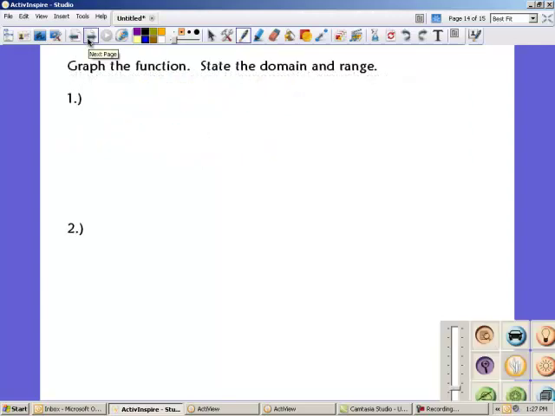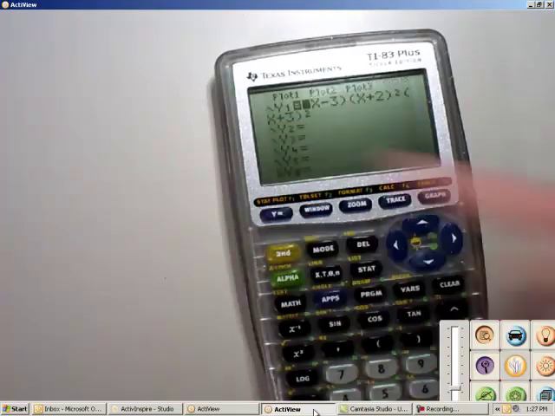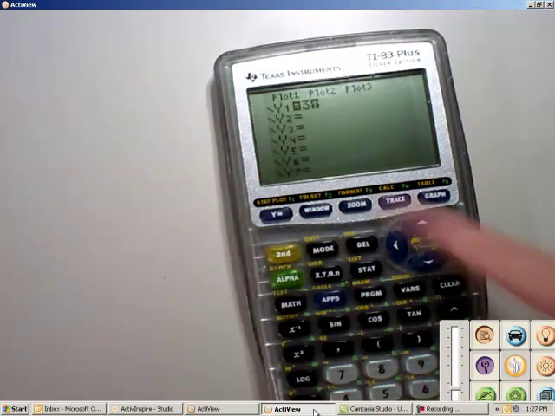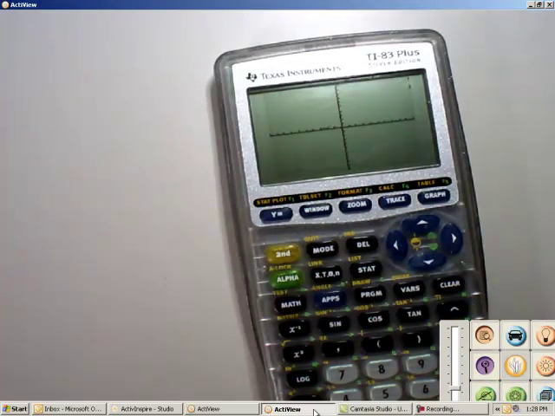Now we're going to graph the function and state the domain and range, and we have done this before. Here is our first equation. Remember, we can sketch it for our homework. So we're going to go to our calculator. We're going to go to the y equals. And we're going to punch in 3e raised to x. Okay, so there's our graph. And so we will sketch that.